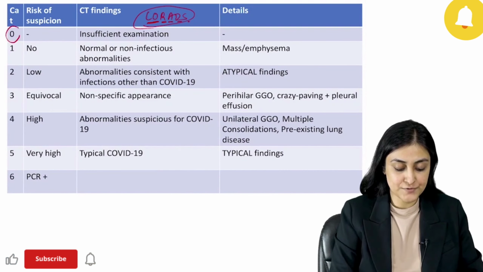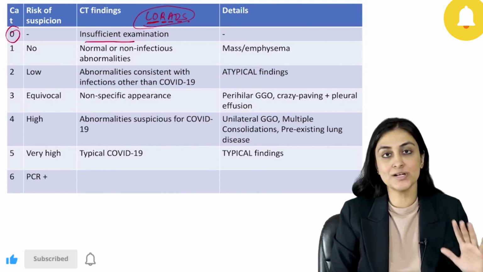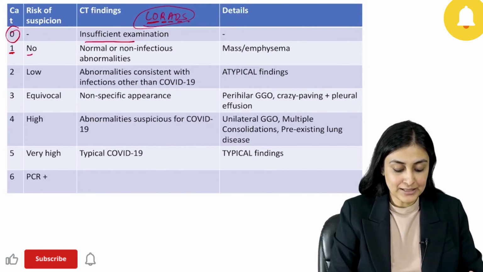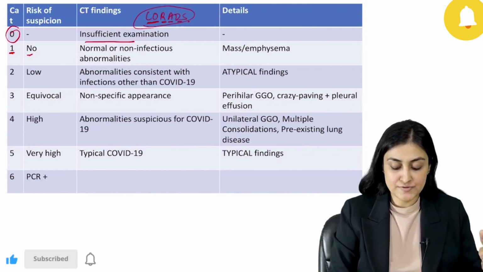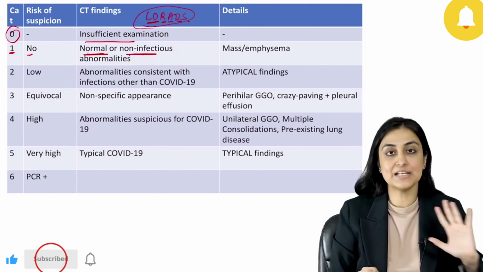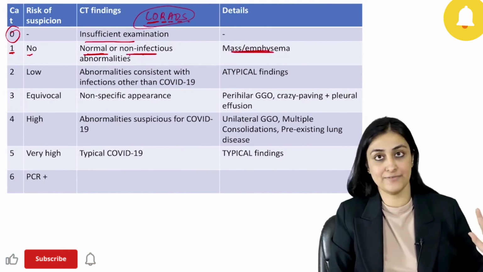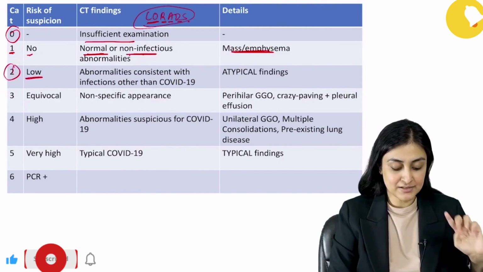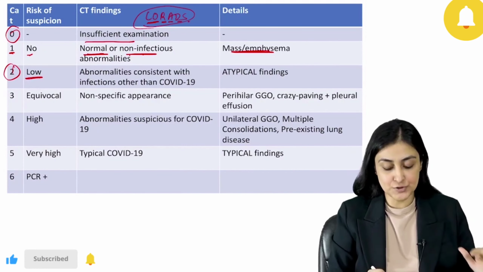Okay, so CORADS of 0 means the examination is not adequate. A score of 1 means that I have no risk of suspicion. It's either a normal CT or there is something completely non-infectious like a mass or emphysema. A score of 2 indicates that the suspicion of COVID is low.